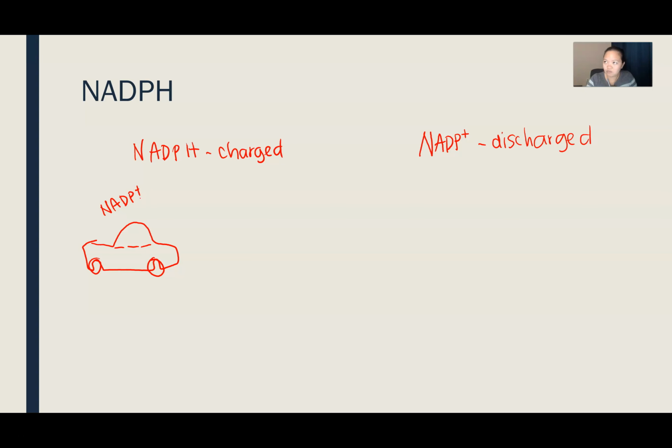As most taxis and Ubers would do, it's not Uber Eats, so they go to the passenger and pick them up. NADP plus can carry 3 passengers: 2 electrons and a hydrogen ion. So NADP plus is going to go to the station, the station of LDR, the light dependent reaction, where 2 electrons and a hydrogen are waiting for the car, which is NADP plus.